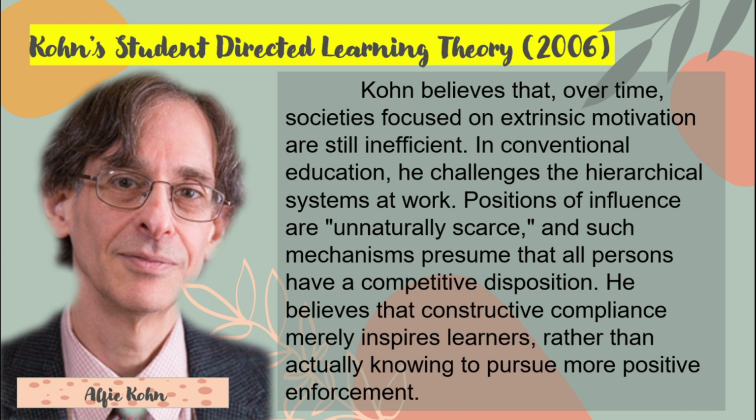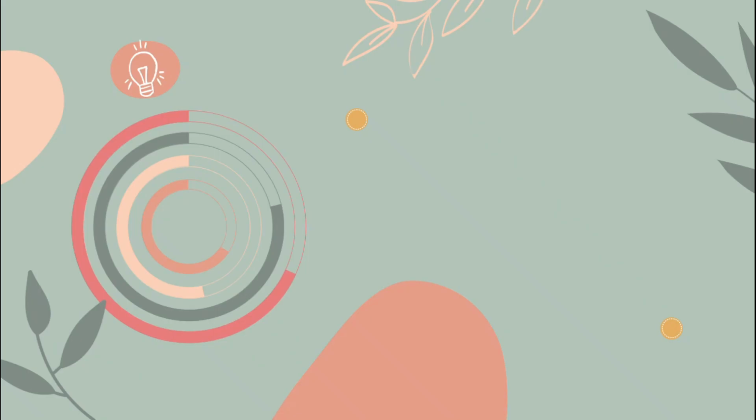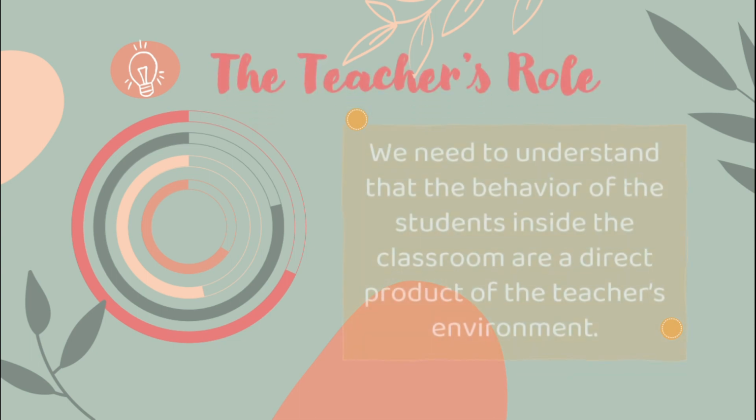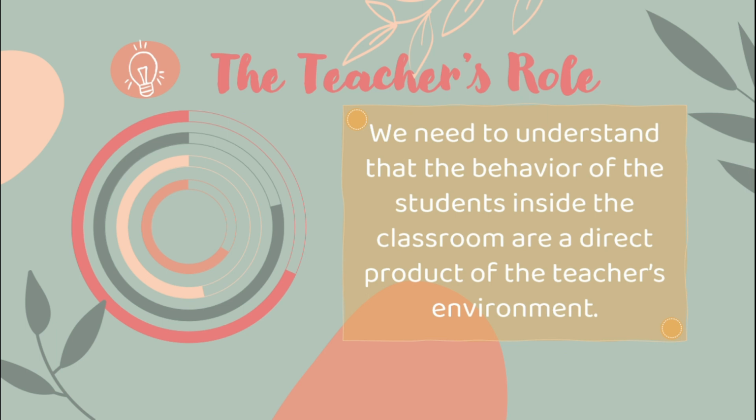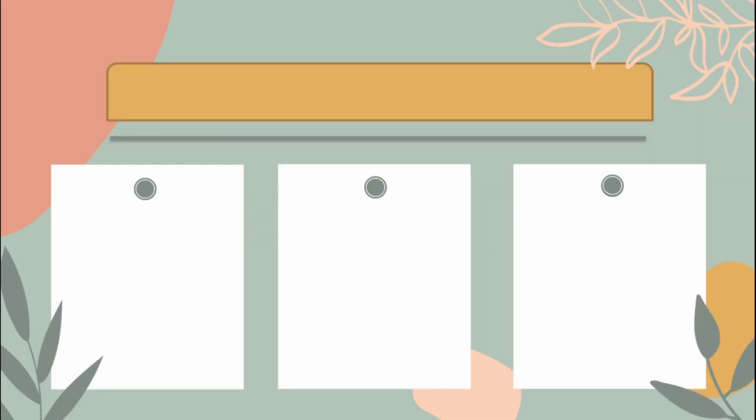To give you a deeper understanding of managing students' behavior in the classroom, let us first know the teacher's role. Now, class, we need to understand that the behavior of the students inside the classroom is a direct product of the teacher's environment. Yes, that is because positive or negative student behavior is affected by teachers' performance in creating an effective environment for student learning experiences. Okay, so now let's proceed to the types of disruption.